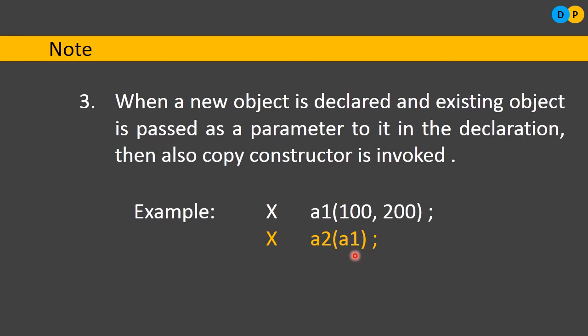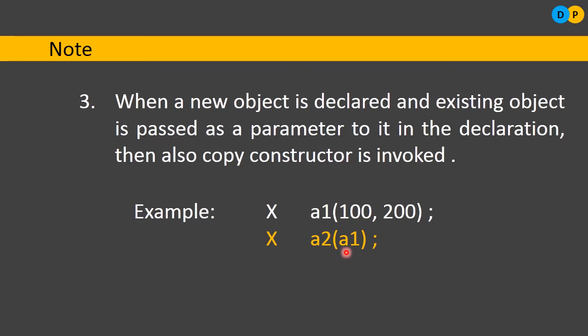What does it mean? Already there was an object. Now we created a new object. For this new object, we are passing the older object's values as a parameter. Please notice here: when a new object A2 is declared, an existing object is passed as a parameter to it in the declaration. In the declaration itself we are passing it.